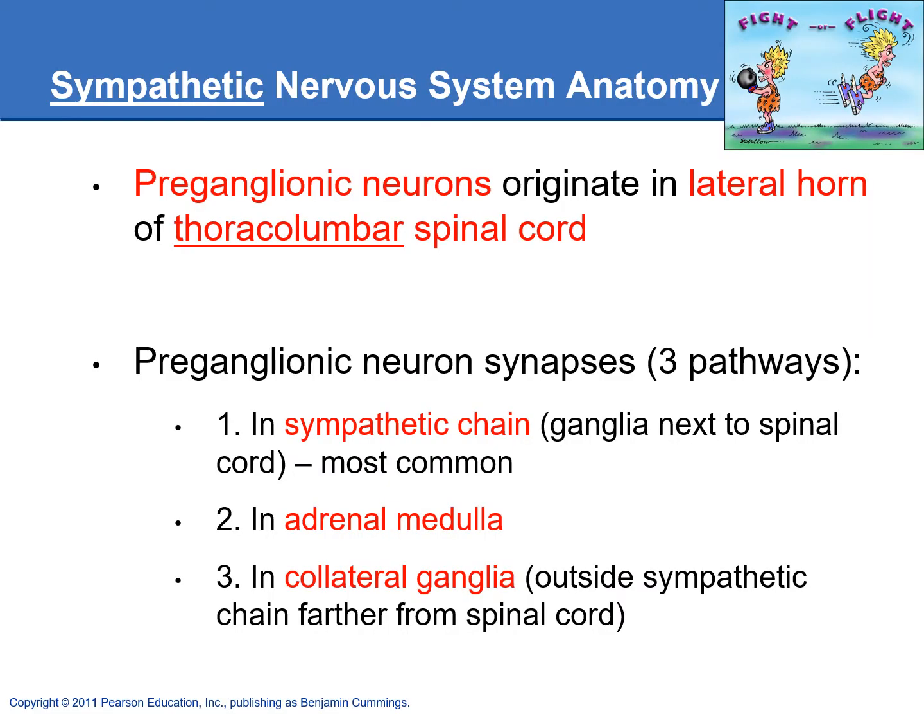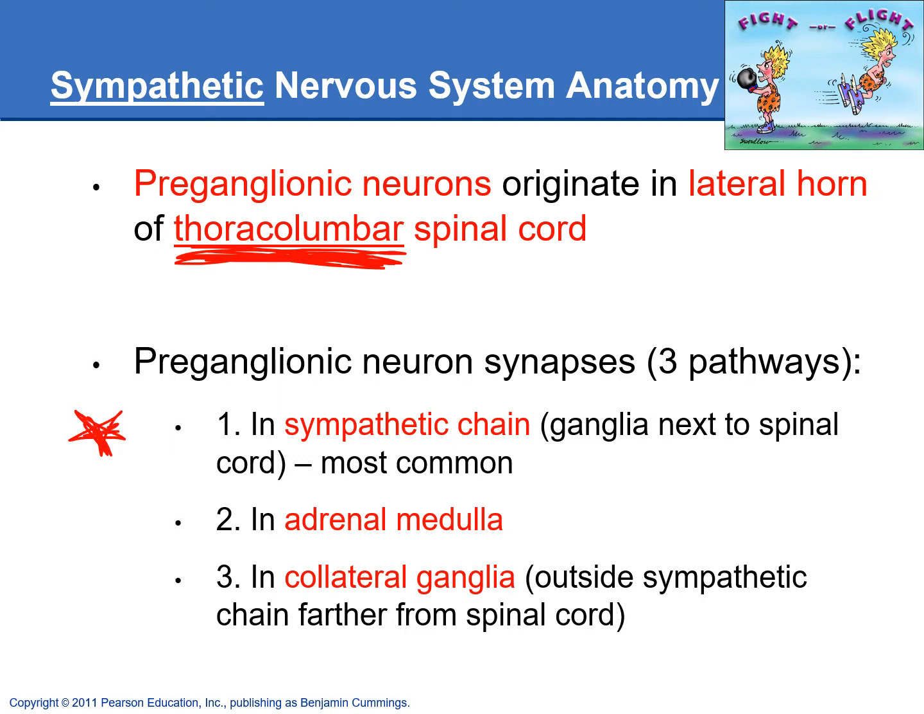Let's take a look at the anatomy of the sympathetic nervous system first. The preganglionic neuron is going to start in the lateral horn of the thoracolumbar spinal cord. So that would be important to remember. So just remember, sympathetic preganglionic neuron is going to originate in the thoracolumbar spinal cord. And then it can follow three different pathways, so this would be important to remember.